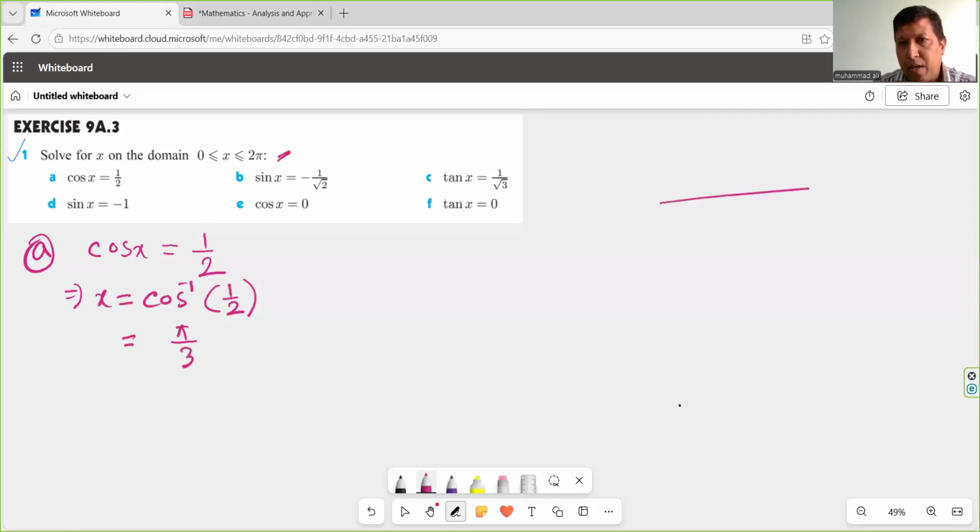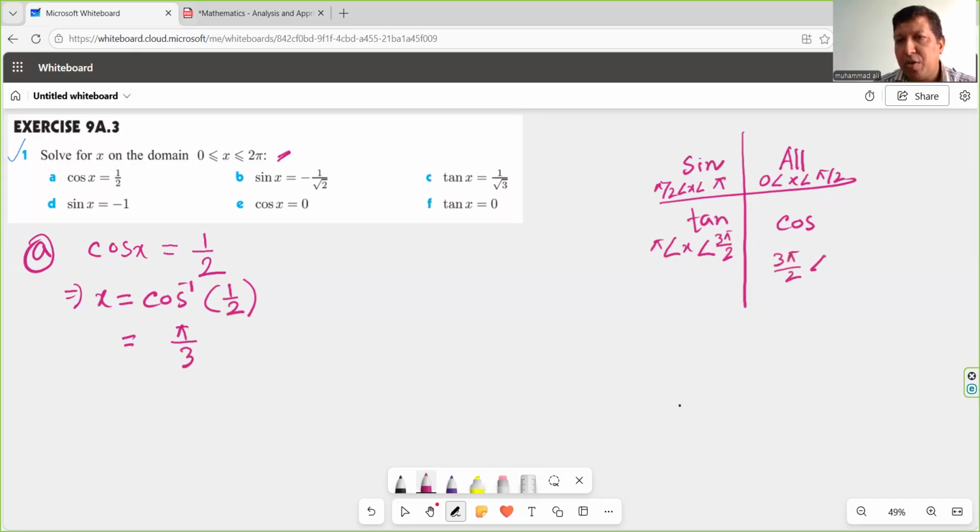One thing you have to remember about the quadrants: this is all, that one is sine, this is tan, that one is cos. So this interval is 0 to pi by 2. This is pi by 2 to pi. This is pi to 3 pi by 2. And that one is 3 pi by 2 to 2 pi.